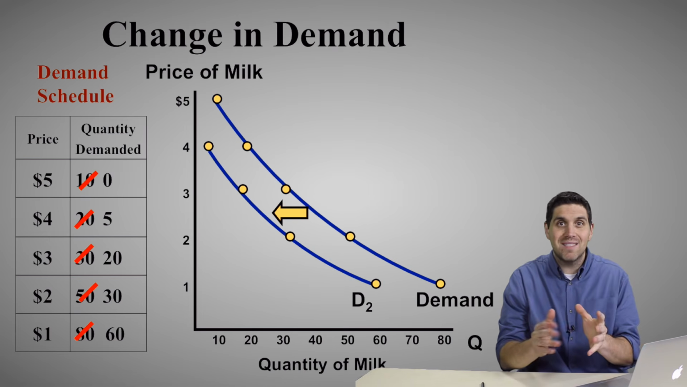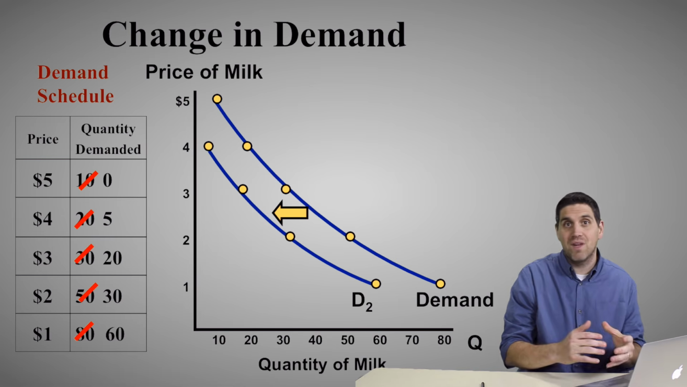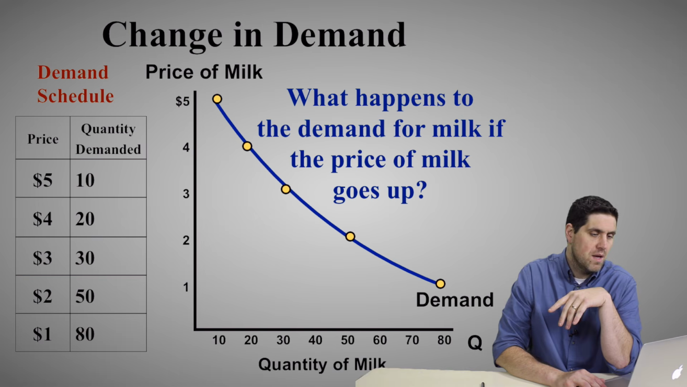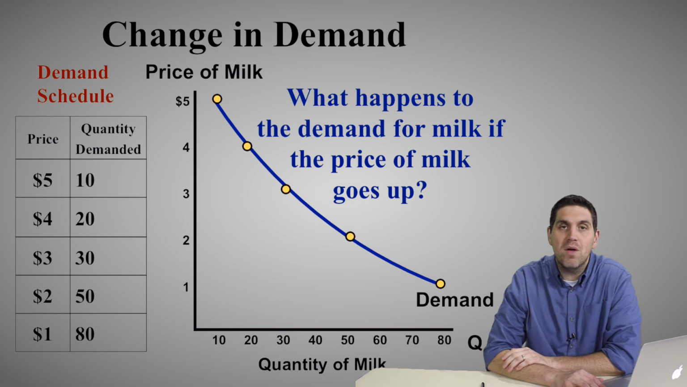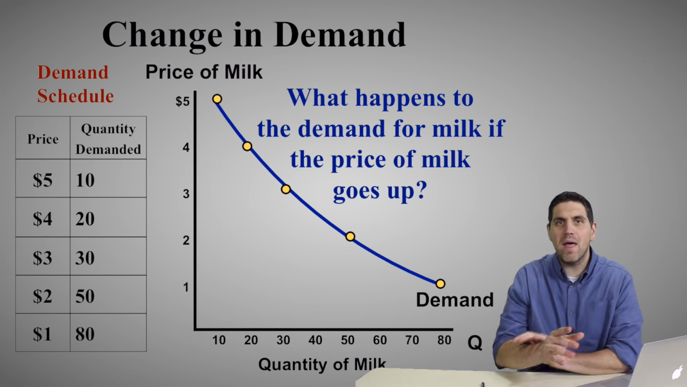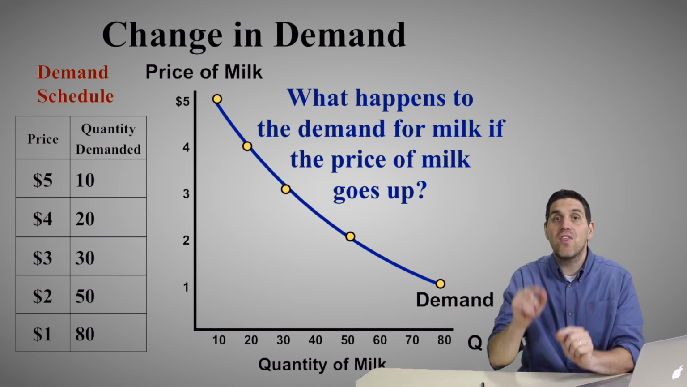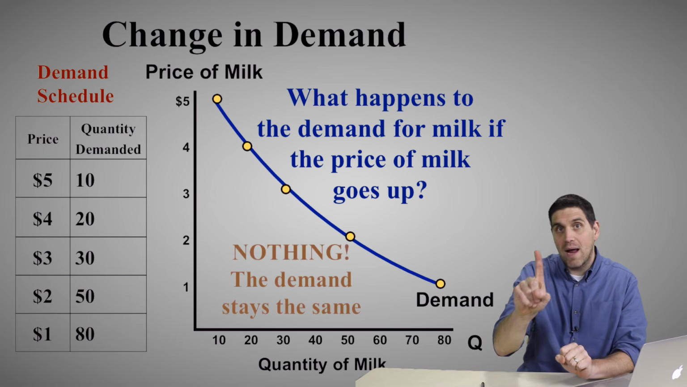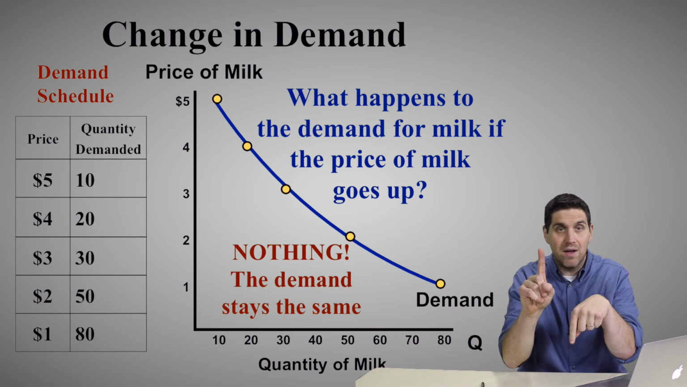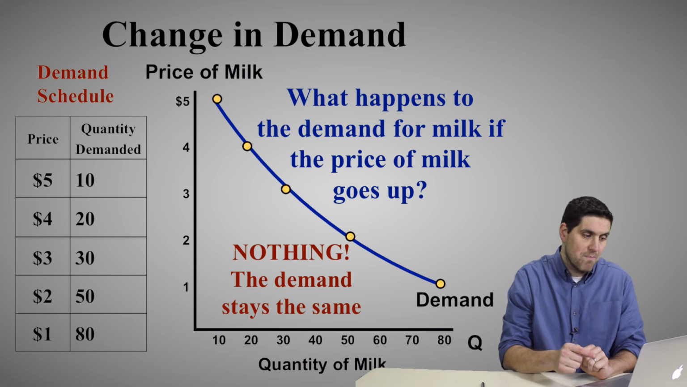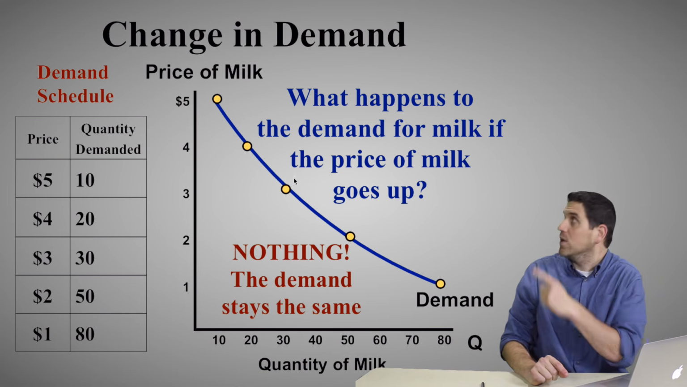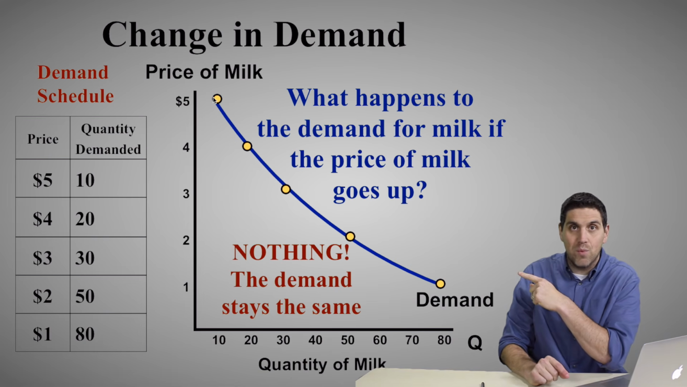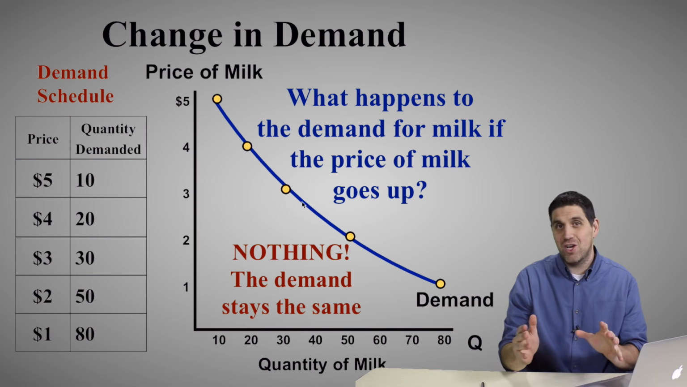Now, it's important to understand this idea of curves shifting right and shifting left. You're going to do it a whole lot in this class. Now, how about this one? What happens to the demand for milk if the price goes up? Well, you might be like, oh, if the price goes up, demand will go down. No. The quantity demanded goes down. Remember, if the price goes up, the quantity demanded goes down. So the curve wouldn't shift. It would just be a movement along the curve. So the price would go up, right? But the quantity would decrease. Movement along the curve, not a shift in the curve.